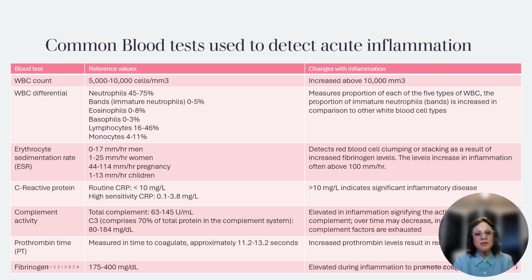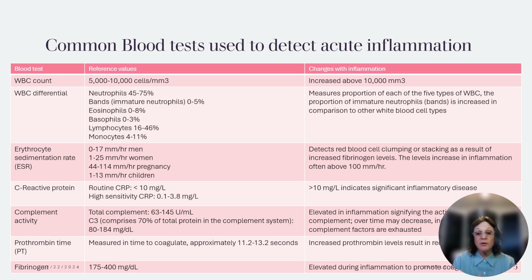So the erythrocyte sedimentation rate detects red blood cell clumping or stacking that happens as a result of increased fibrinogen levels. That level is going to increase during the inflammatory process. Again, why? Because we're bringing those clotting factors, and fibrinogen is one of them, to the site to try to heal it up. So you're going to see more of them in the blood. So when we look for that ESR, that erythrocyte sedimentation rate, it tells us that there's an inflammatory process being triggered somewhere in the body.